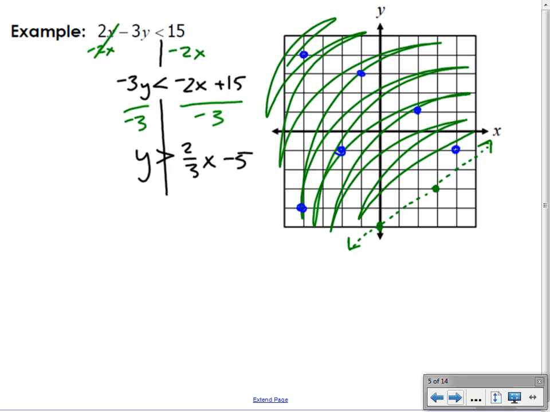Now, when I have a dashed line, the points actually on this line are not considered to be solutions. That's why it's dashed. We're finding values that make it strictly greater than. If we had a greater than or equal to, we would have a solid line there. And then we could also say that points on the line are solutions to that inequality. So this is the general process we're going to be going through here.